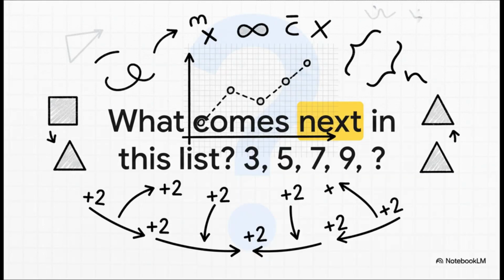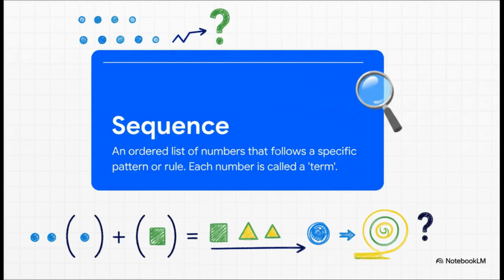So, to get our brains warmed up, let's start with a little puzzle. Just look at this list of numbers on the screen. 3, 5, 7, 9. What do you think comes next? I'll give you a second. If you're thinking, hey, it looks like you're just adding 2 each time, then you are absolutely on the right track. And if you said 11, you nailed it.